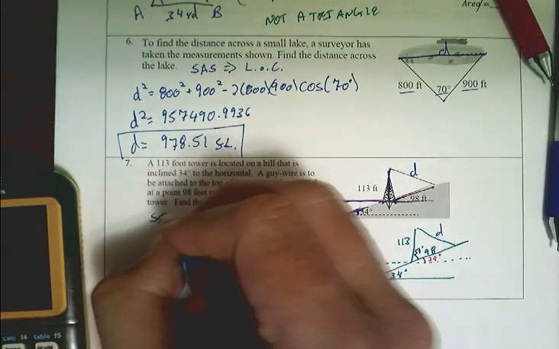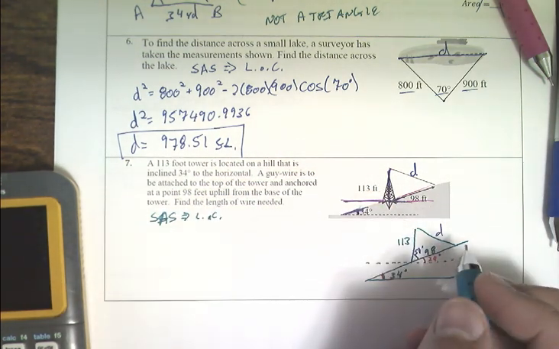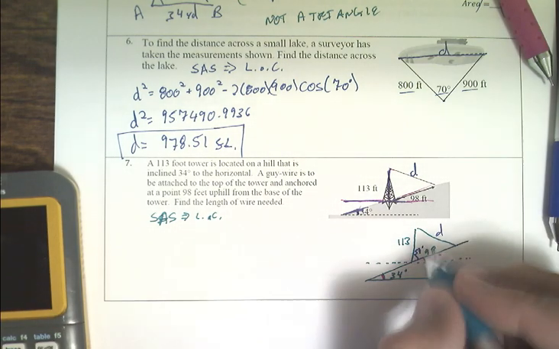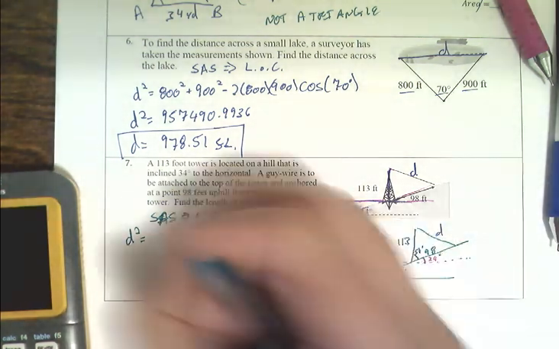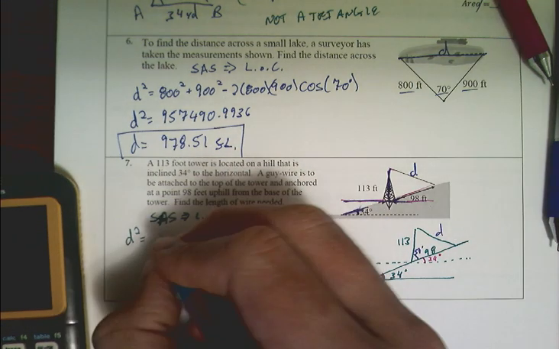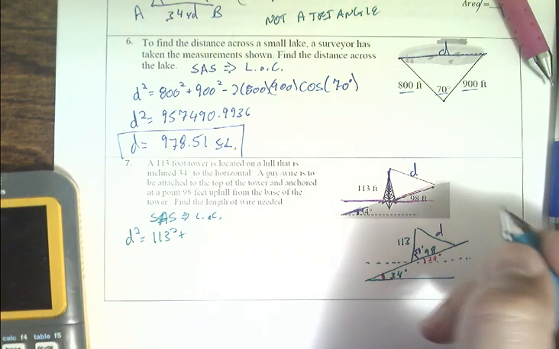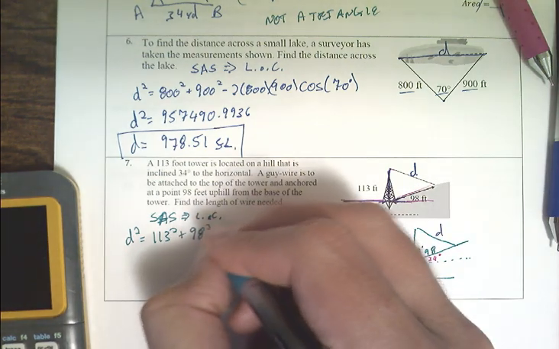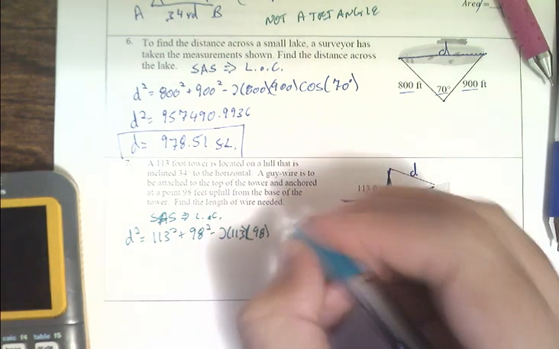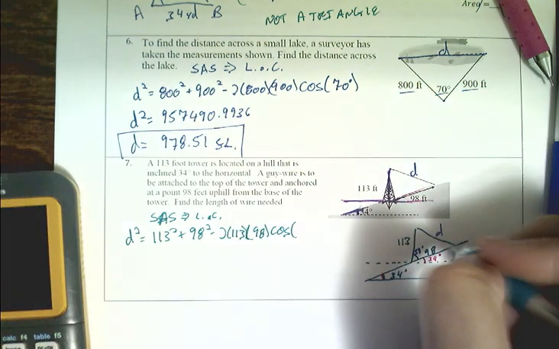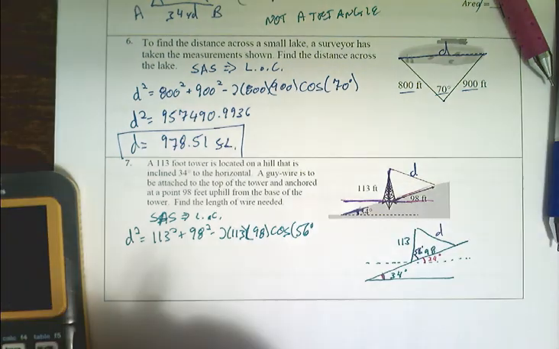So with side angle side, we're going to use law of cosines. And so that gives us, we're finding a side, so it's going to be D squared is equal to 113 squared plus 98 squared minus 2 times 113 times 98 cosine of 56 degrees. I think I might say 56 degrees.